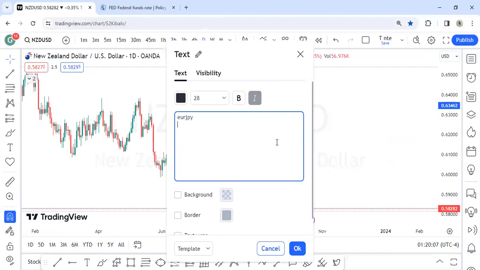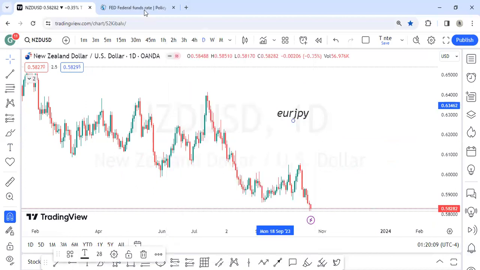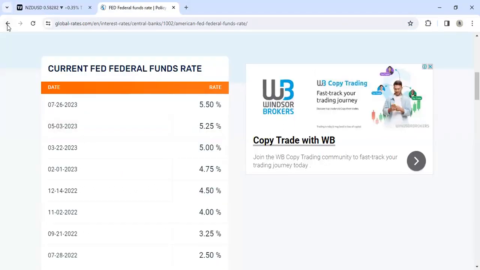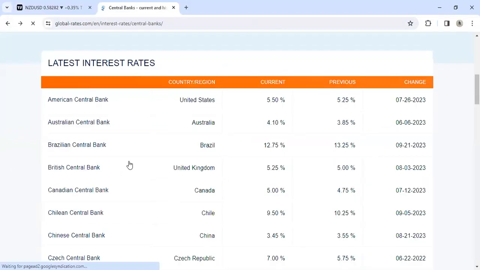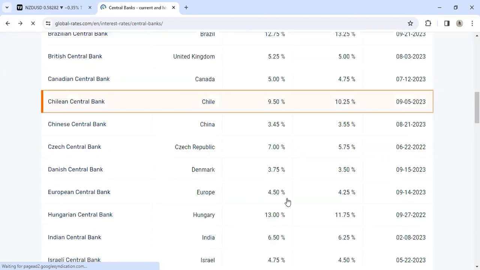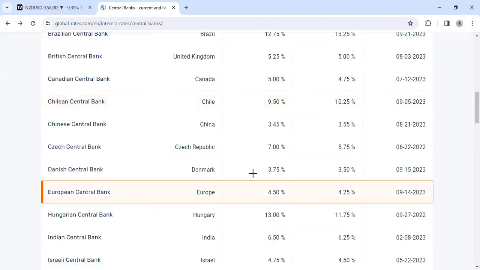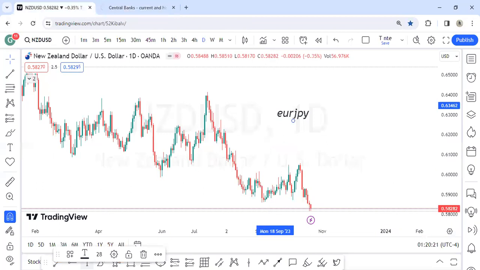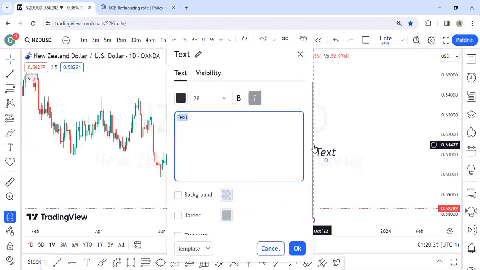So for the Euro, let's look at it quickly. What is the interest rate of the European bank? Let us quickly run through that. The European bank is 4.5%, right? So 4.5% has been the interest rate of the European bank. Euro is 4.5%.